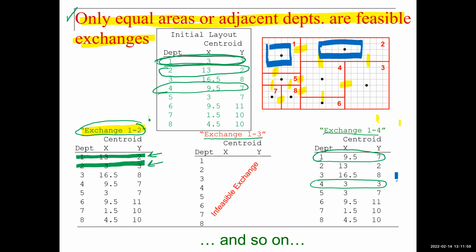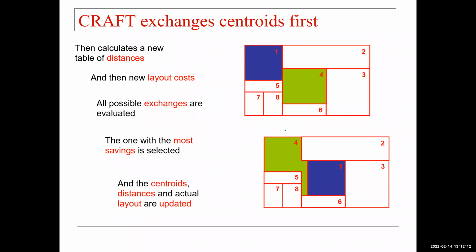So we got the exchange. These are two examples of feasible exchanges. This is an example of an infeasible exchange. So for CRAFT, it exchanges centroids first, then calculates a new table of distances. And then new layout costs for the possible exchanges are evaluated. The one with the most savings is selected, and the centroid distances and actual layout are then updated. So that's the process.